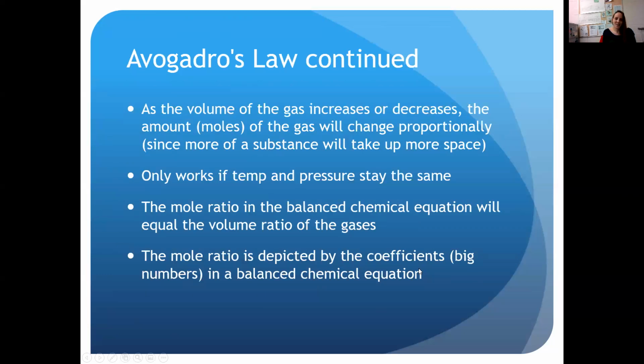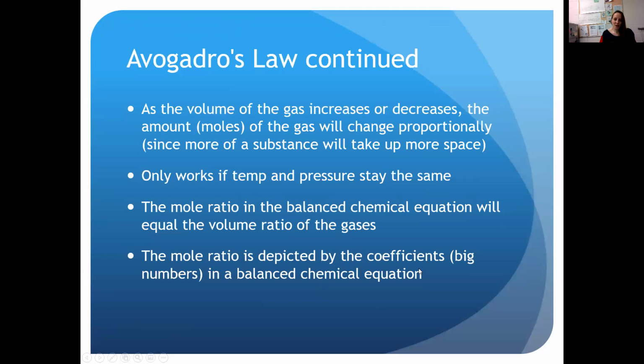As the volume of gas changes, the amount of moles will change proportionally, since if you have more of a substance, it's going to take up more space. By saying it changes proportionally, what that means is if the volume goes up, the amount of moles goes up. If the volume goes down, the amount of moles goes down. So they change in the same direction as one another. Again, that only works if you're keeping the temperature and the pressure the same, because as soon as you start changing temperature and pressure, that also affects volume.